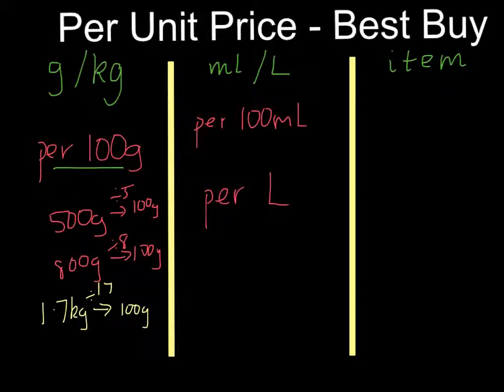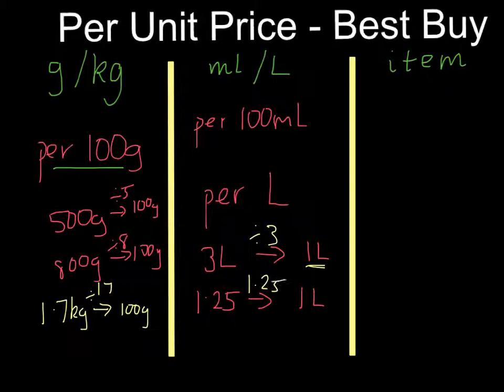So say, for example, one milk is 3 litres and the other milk is 1.25 litres. You could then get them into their per 1 litre price. So in this case, from 3 litres to 1 litre, you'll divide the price by 3 to get its per litre price. From 1.25 litres to 1 litre, you would divide it by 1.25.